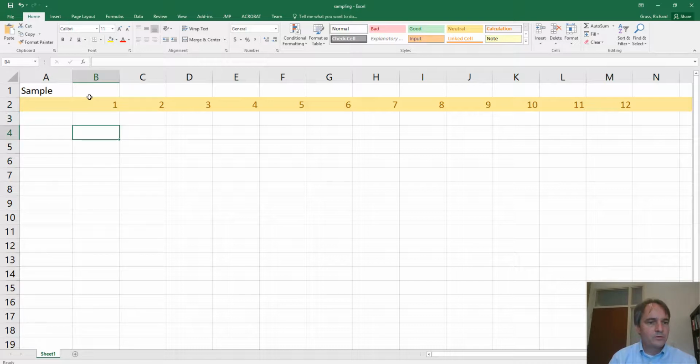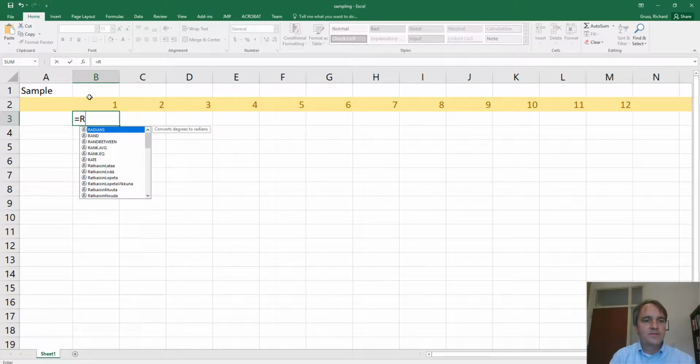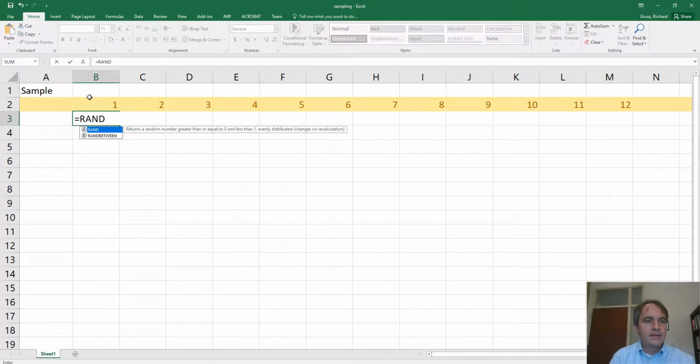So there'd be 1, 2, 3, 4, 5, 6. So we'll go up to row 8. Okay, so how do I get a random integer between 1 and 6? Excel will let us do that with its function RANDBETWEEN(1, 6). Okay, so give me a random integer between 1 and 6.